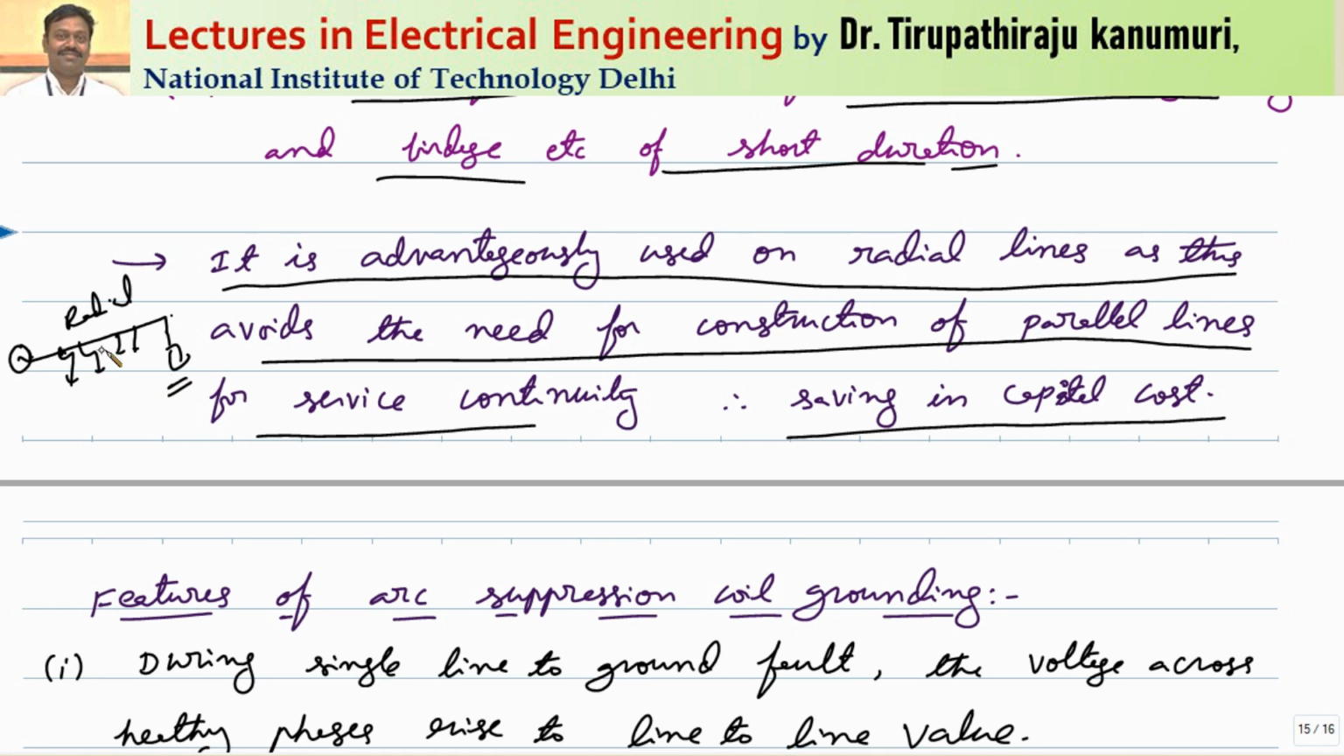So to provide the continuity of supply, generally we provide a parallel line so that when a fault happens in any one line, this second line can supply your load. Because of this, the extra investment is there.